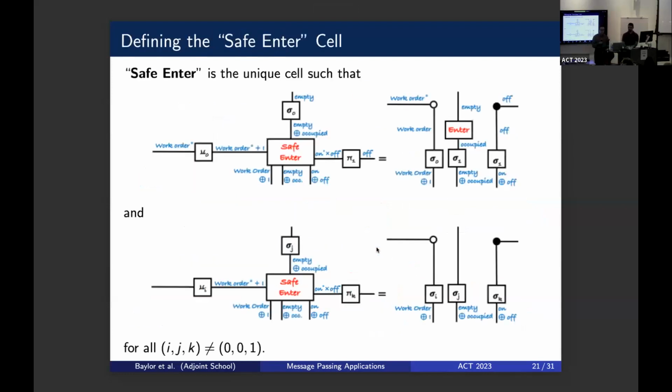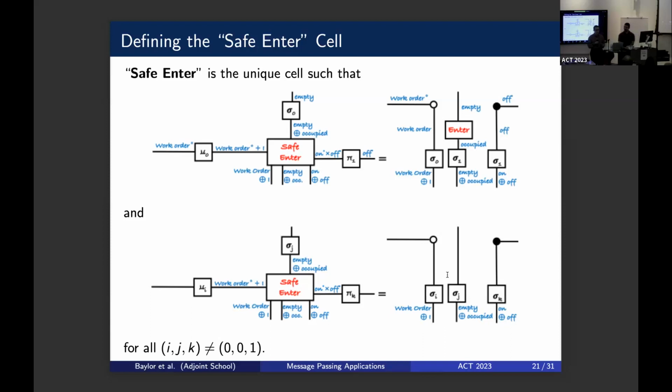So here's how the safe enter is defined. Remember the uniqueness property from the free cornering? What we're going to do is define the safe enter cell for every single possible choice. In this case, we define safe enter so that when we have a work order, when the tank is empty, and when the power is off, we know it's safe to enter and we should enter. Otherwise, we basically do nothing. We just propagate the choices down.